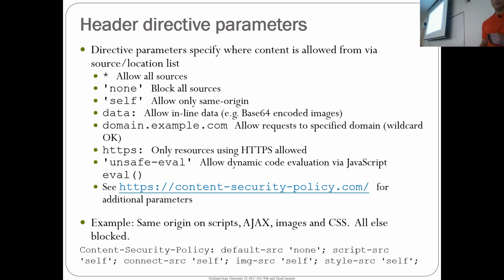Okay, so here's an example of a policy. So again, this is an HTTP response header that says the server wants to specify the content policy on the client. So default source is none, script source is self. So this is like deny all first. I apply the deny first, and then I say explicitly allow scripts from yourself. So this is same origin on scripts, same origin on AJAX requests, and then same origin on the embedded images, and same origin on the CSS. So that's effectively mostly same origin being applied to that page.